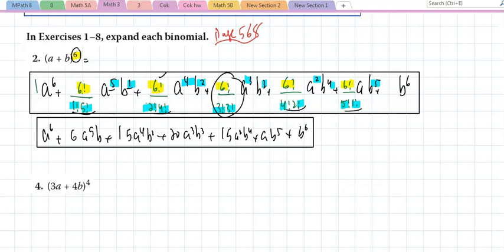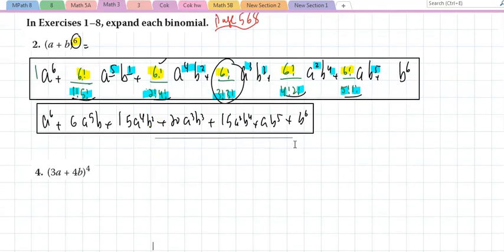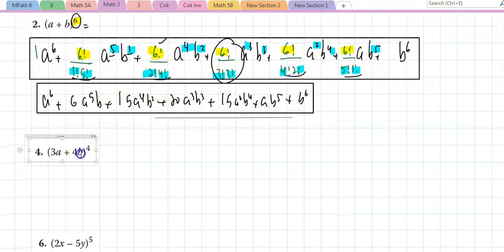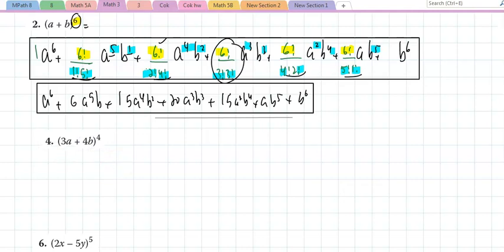On the next problem, I'm going to use binomial and Pascal's triangle. So again, be careful how you do this. The key to the way we're going to do things: this is the first term, 3a raised to the 4th power, plus, leave some space, 3a raised to the 3rd power, which means the positive 4b must be raised to the 1 power.